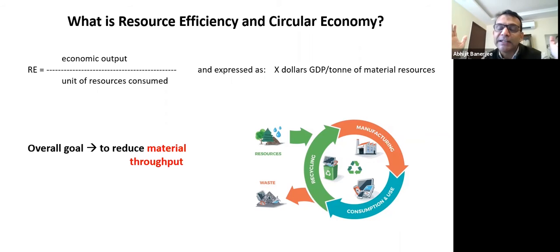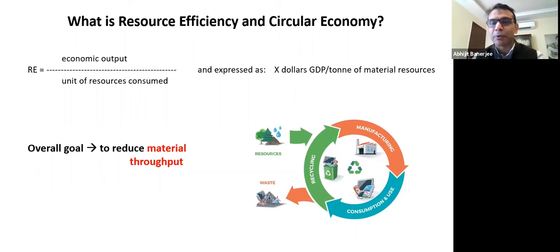So we have to reduce that throughput. That is our ultimate goal for resource sustainability. So the broader view of resource efficiency and circular economy is to reduce material throughput. We can do it by a variety of means. We all know the slogan, reduce, reuse, and recycle, right? And there is a reason why reduce and reuse are first and recycle comes last. So there's stronger emphasis on reduce and reuse.